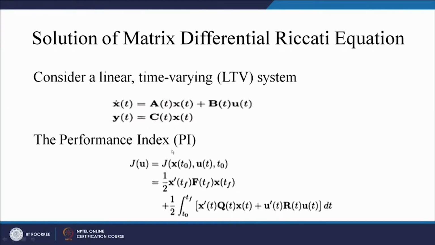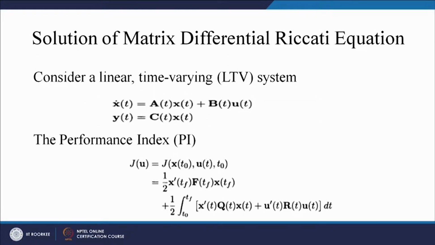Our approach was for a given system x dot equal to Ax plus Bu, y equal to Cx, we are finding out the u(t) by minimizing the performance index as half of x prime(tf) F(tf) x(tf) plus half of the integral from t0 to tf of x prime(t) Q(t) x(t) plus u prime(t) R(t) u(t). So, we have to minimize this performance index subject to the plant. The objective is to find the optimal u.